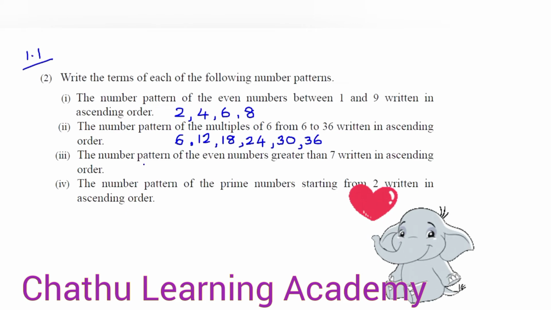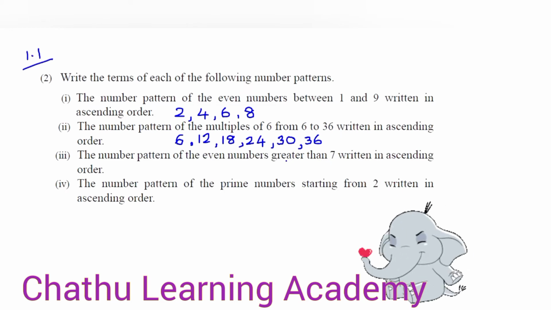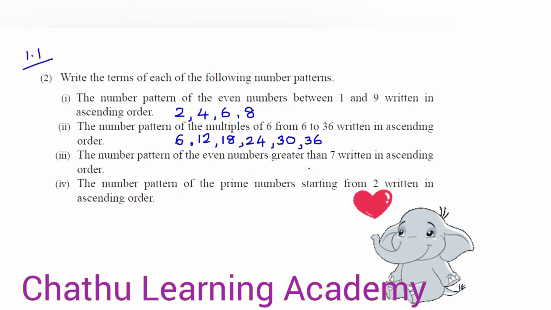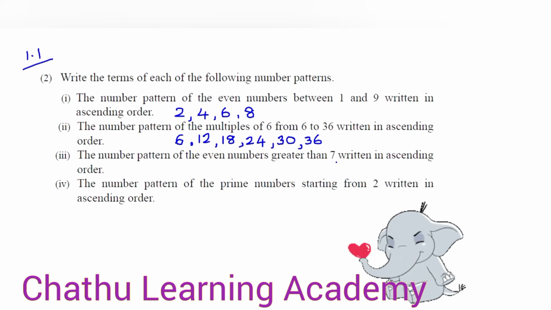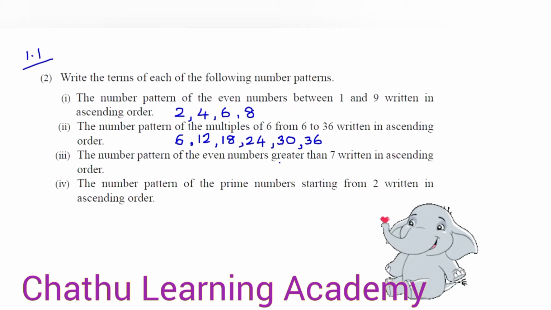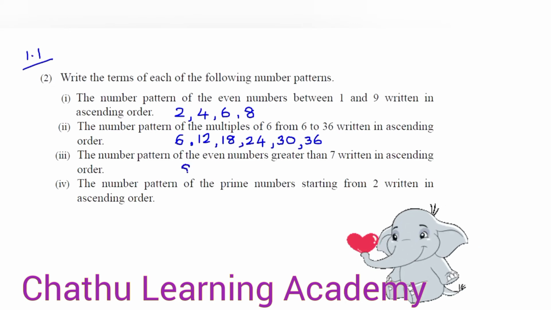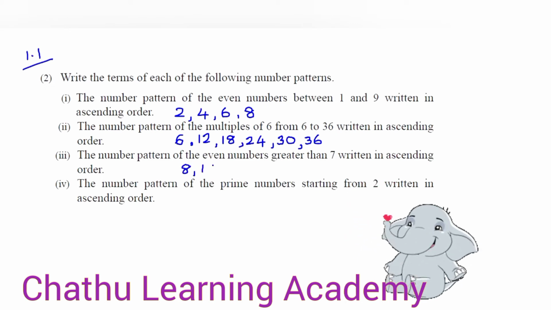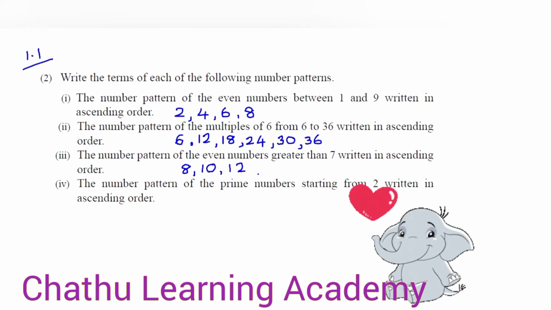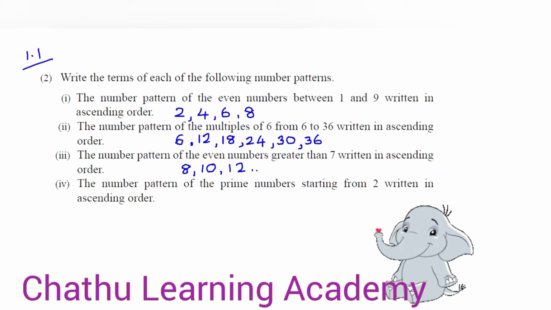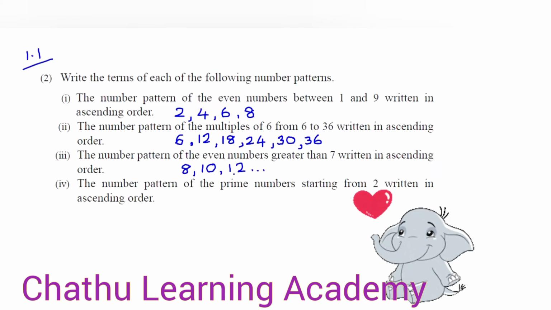Third one, the number pattern of the even numbers greater than 7. Here we want to write this number pattern from 8. Greater than 7. 7 is not an even number, and also here they have given the instruction as greater than 7. Then we can start from 8. 8, 10, 12, like that we can write. But here they have not given the ending term. Then we can put 3 dots. It means this even number pattern is continuing.